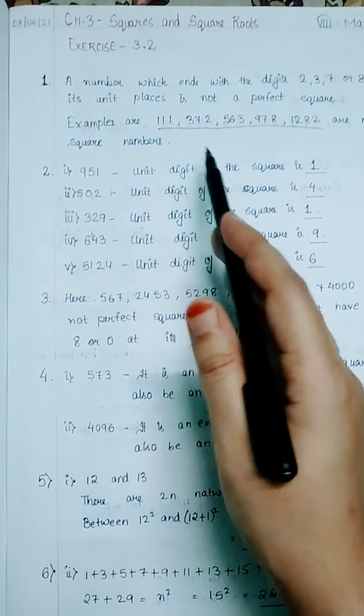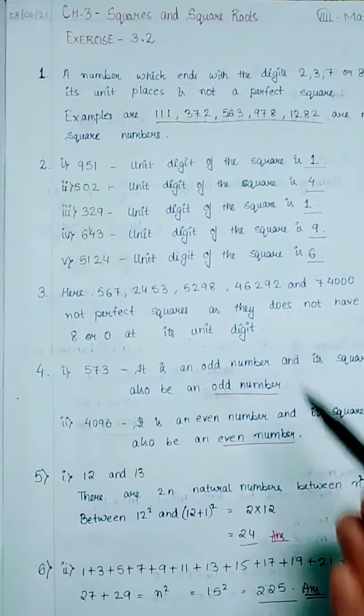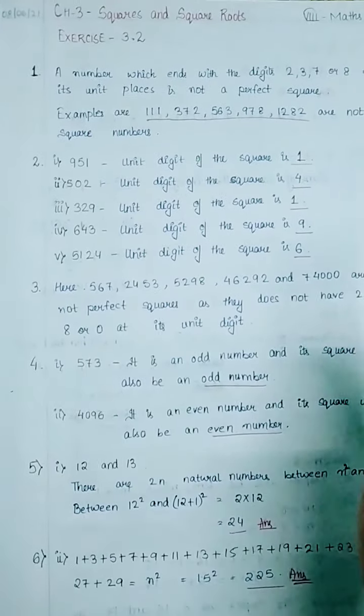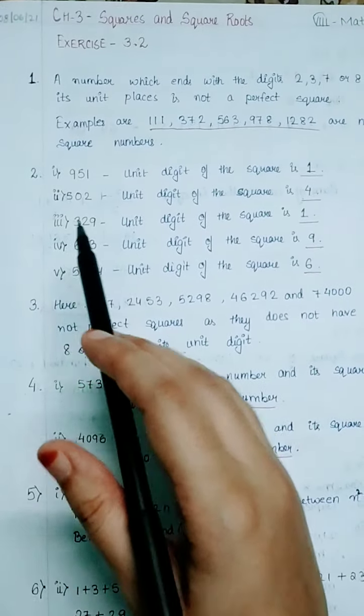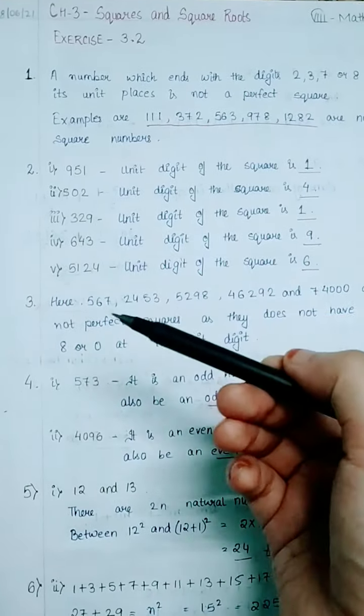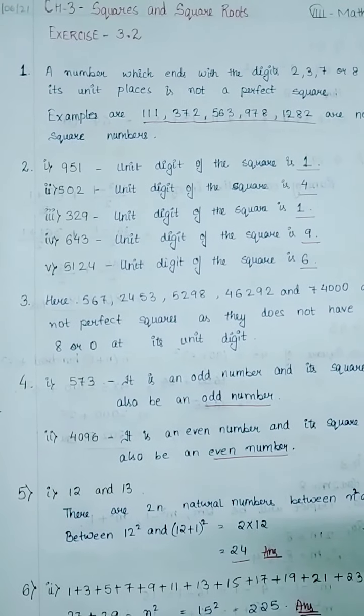So you can write 1137, 2563, 978, 1282. These are not perfect squares. In question number 2, you have to write why they are not perfect squares.